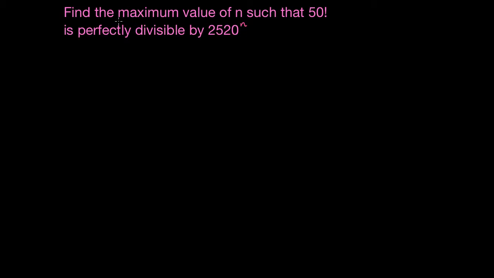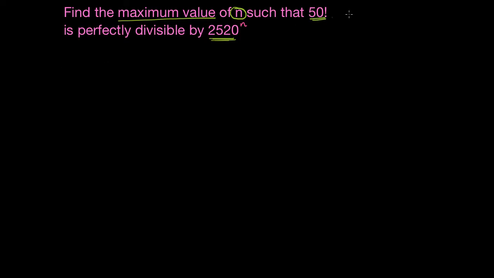Find the maximum value of n such that 50 factorial is perfectly divisible by 2520 to the power n. In other words, the question is asking us to find the maximum number of available 2520s in 50 factorial.